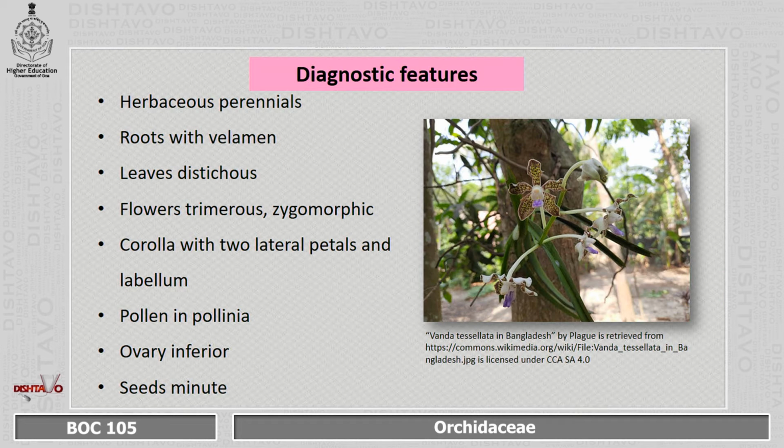Let us look at the diagnostic features. They are herbaceous perennials, roots with velamen tissue, leaves are distichous, flowers are trimerous and zygomorphic, corolla with 2 lateral petals and labellum, pollens in pollinia, ovary is inferior and seeds are minute. In the picture you can see the flowers as well as the habit of Vanda, one of the members of family Orchidaceae.